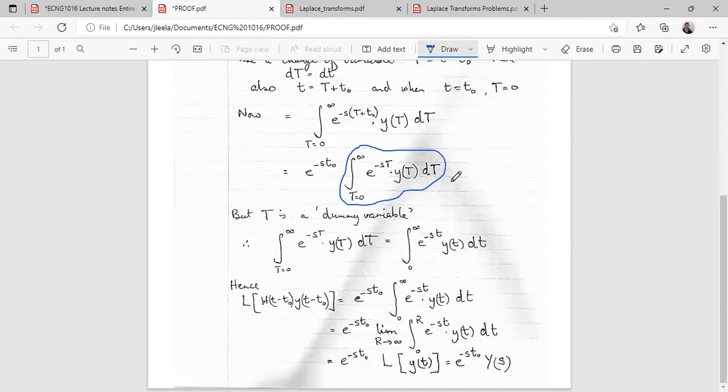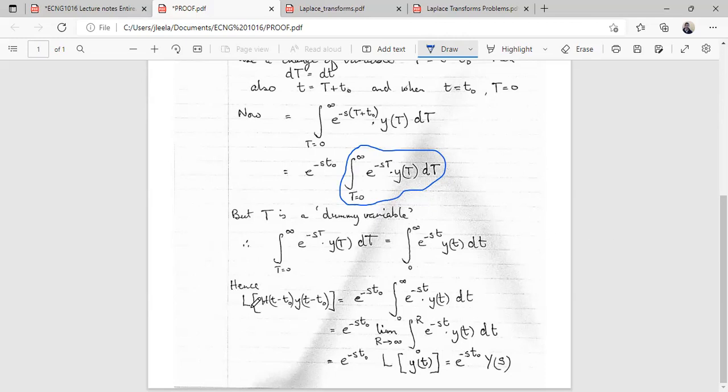So we say here capital T was really a dummy variable. So now we can change back the capital T to the common t. So with infinity and 0 as the limits, e to the minus s capital T, y of capital T, dt, is the integral between infinity and 0 of e to the minus s common t, y of common t, dt. And we already know what this integral here is.